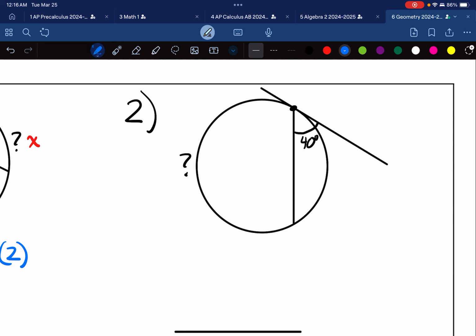All right, what about the next one? The next one is basically an inscribed angle, right? An inscribed angle means to get from this angle out here to this arc measure, we multiply by 2. So I can immediately multiply by 2 and say, okay, this angle over here is actually 80 for the arc measure.